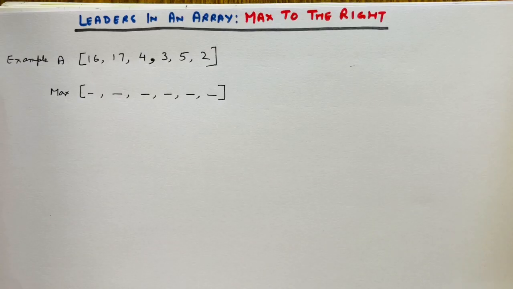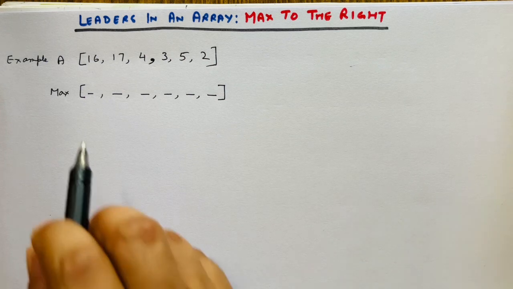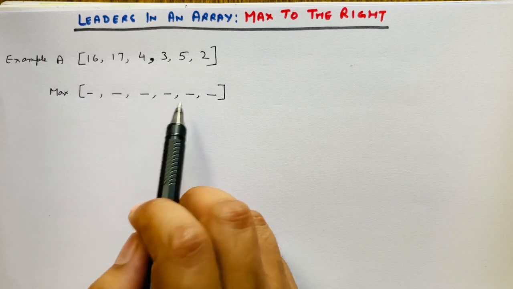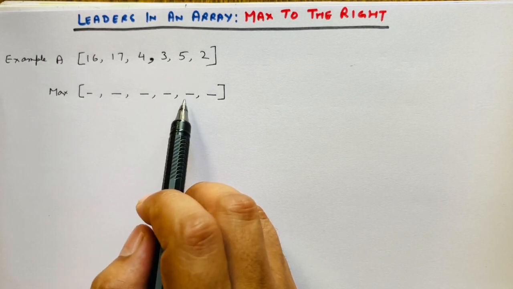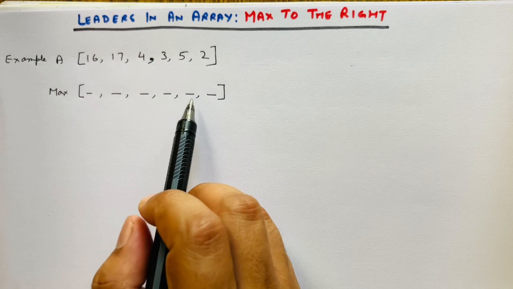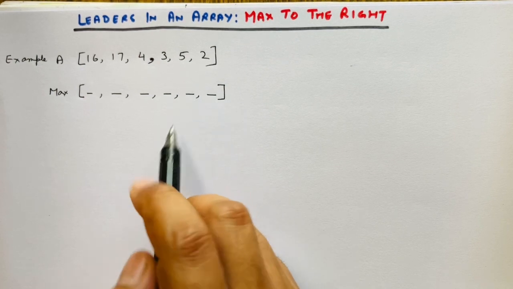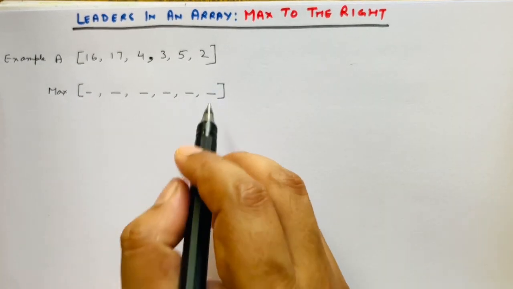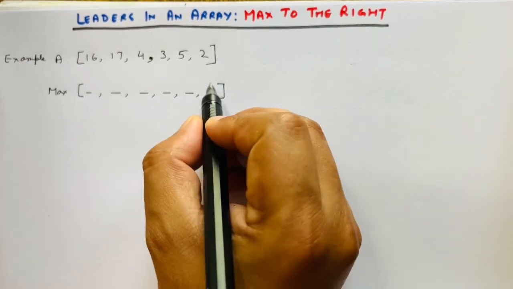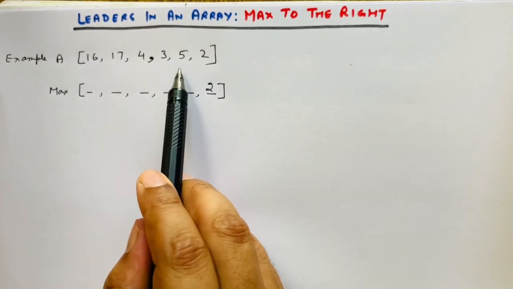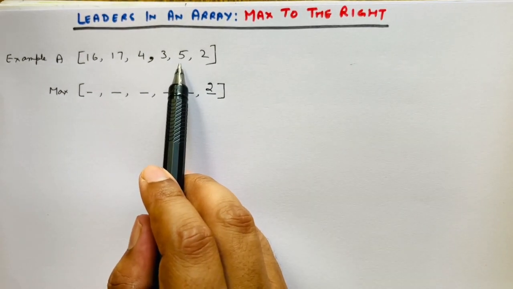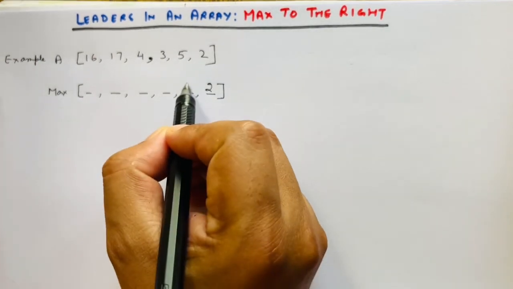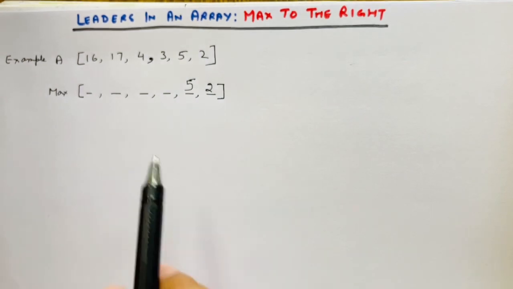Now let's try to apply this to our example. This is a blank array that we have taken, and for every position, we will fill in the maximum element to the right, including itself. So let's start from the rightmost. Here the maximum element including itself is 2. Now let's see for 5. The biggest element to the right of 5 is 2, so including itself, the maximum element here becomes 5.